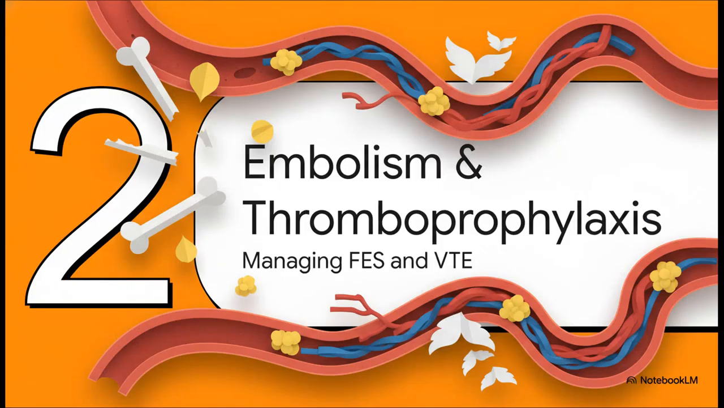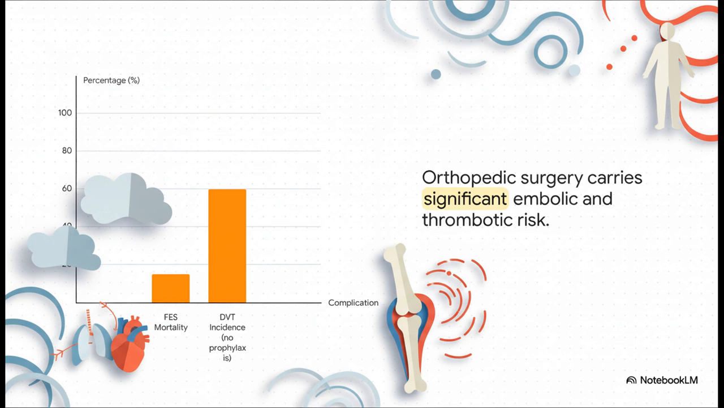Right, so now we move to the next two horsemen, which are less about the surgical technique itself and more about the body's systemic response to major orthopedic trauma and surgery. We're talking about the critical and often fatal risks of fat embolism syndrome and venous thromboembolism. This chart immediately puts the stakes into perspective, doesn't it? Fat embolism syndrome, or FES, isn't just some theoretical risk. It carries a mortality rate of around 15%.